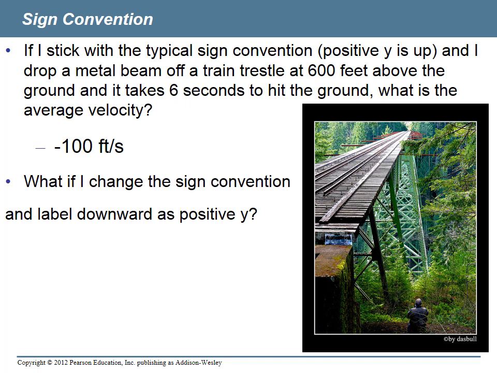If I were to change the sign convention and label downward as positive y, so instead of having upward as positive y, we have downward as positive y, does that change the velocity at all? Yes, it does. In that case, we would have a positive 100 feet per second. The magnitude is still the same, but the direction is different because we have a different sign convention.